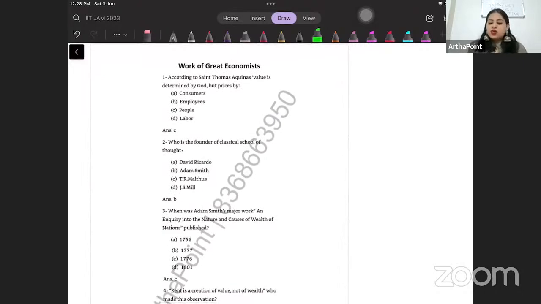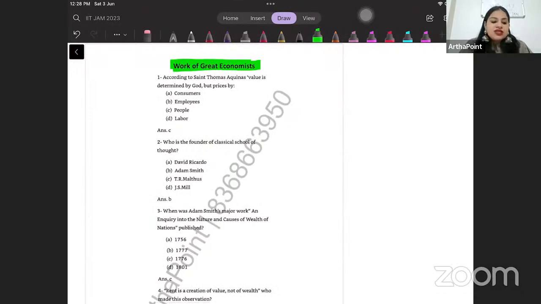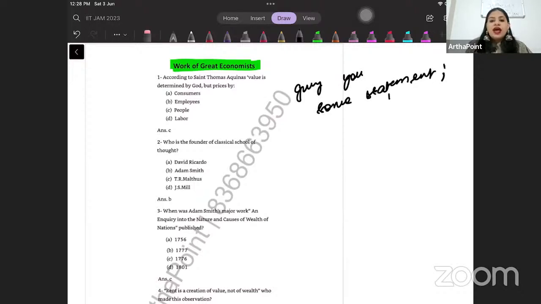Okay, now let's go to the next topic, work of great economists, and take the first 10 questions of this. According to Saint Thomas Aquinas, value is determined by God, but prices by... These kind of questions are usually giving you some statement, and in return, they're asking you to fill in the blank.